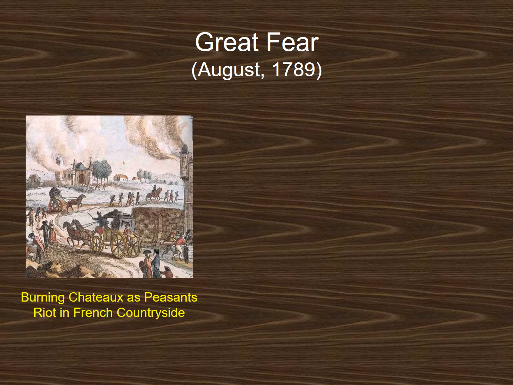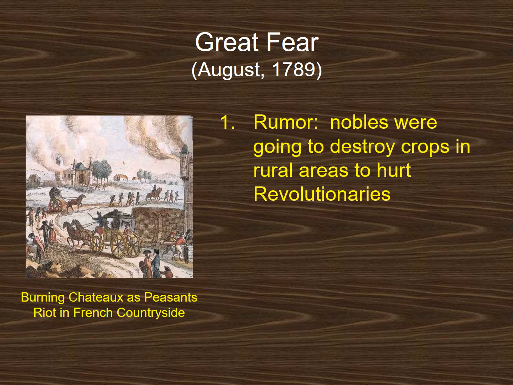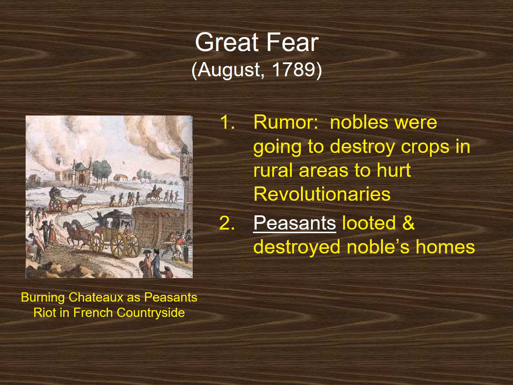However, another event took place in the French countryside. There was a rumor that went throughout the countryside, and the rumor was that members of the nobility were going to try to destroy all the crops in the rural areas in order to undermine anyone who was trying to support the revolution. The peasants responded with violence of their own. They looted and destroyed many of the homes of the nobles in the communities where they lived.